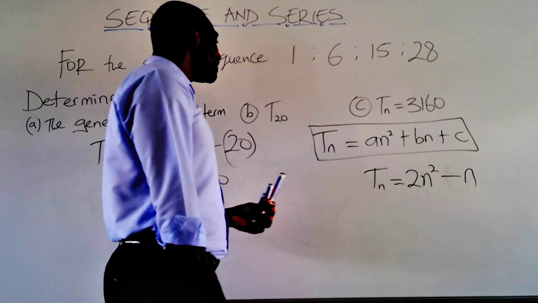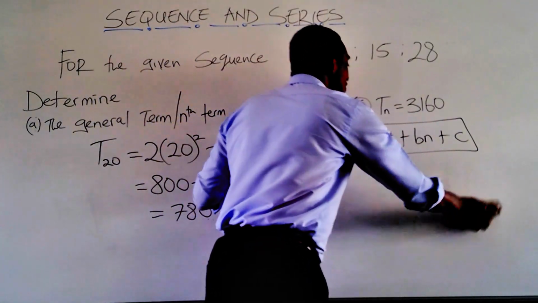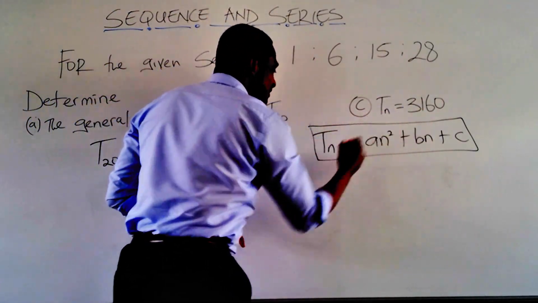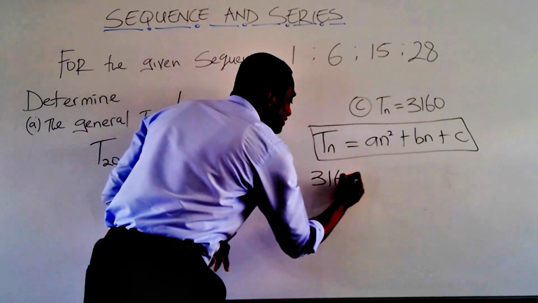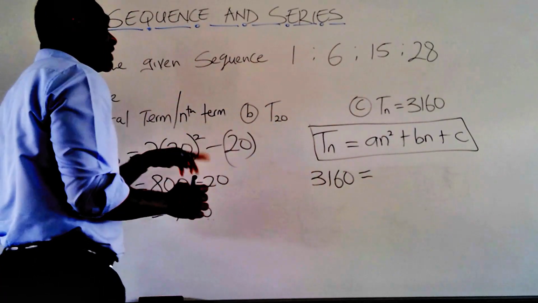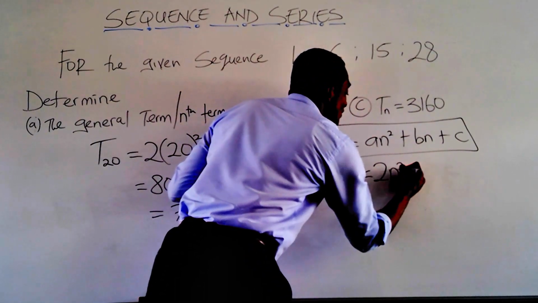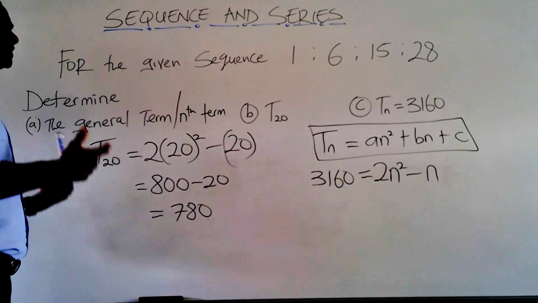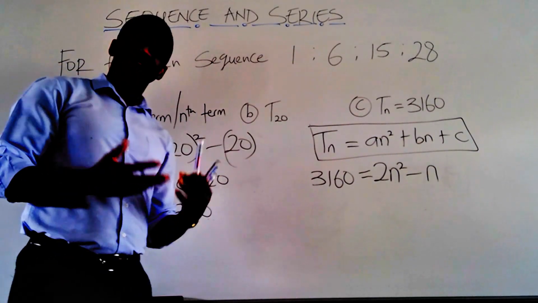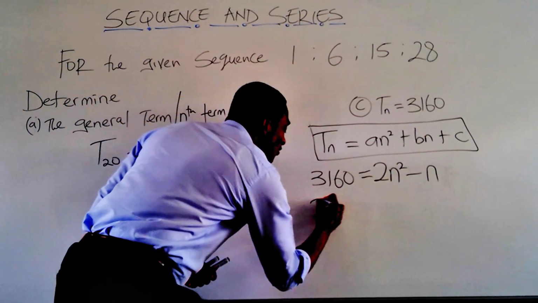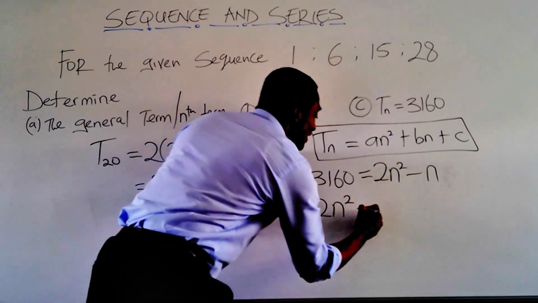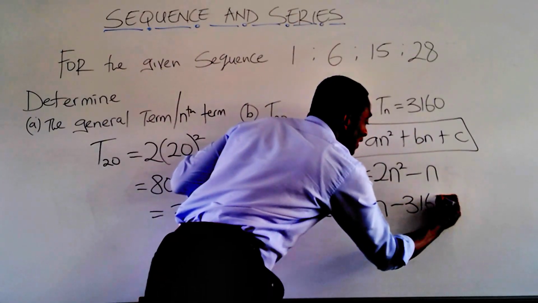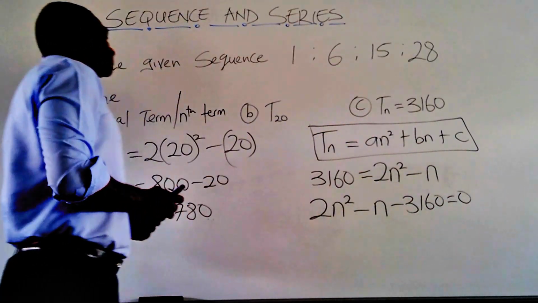Now the last question, they're asking us which term will be equal to 3,160. So Tn in this case is 3,160, which equals 2n squared minus n. Now what we do is we simplify this. Write it in standard form, equal to 0, before you can proceed. So we have 2n squared minus n, and this 3160 over becomes minus 3160 equals 0.